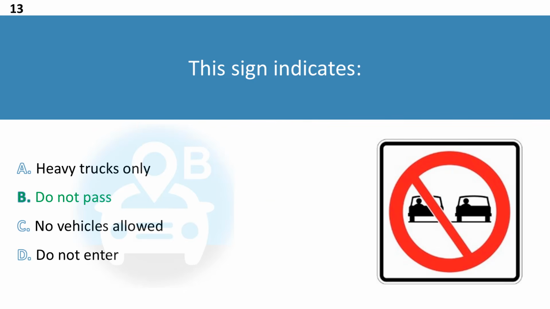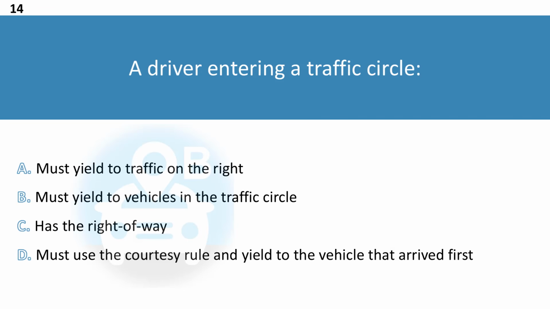The correct answer is B. Do not pass. A driver entering a traffic circle: A. Must yield to traffic on the right. B. Must yield to vehicles in the traffic circle. C. Has the right of way. D. Must use the courtesy rule and yield to the vehicle that arrived first.